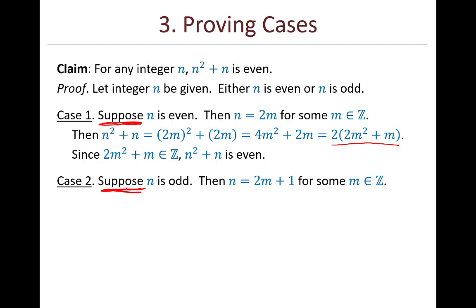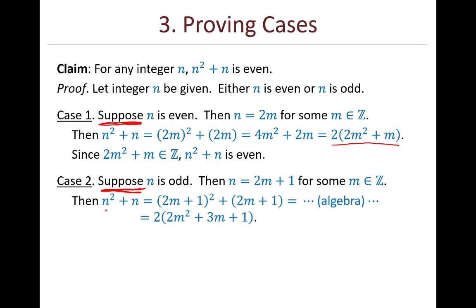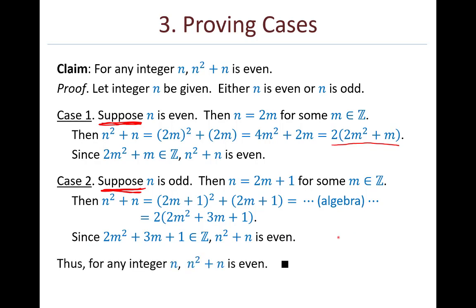We're imagining one situation, and then we imagine a different situation. Case 2, suppose n is odd, then n equals 2m plus 1 for some integer m, applying the definition of odd. Then n squared plus n equals, I'll skip the algebra, and at the end we end up with 2 times 2m squared plus 3m plus 1. Since 2m squared plus 3m plus 1 is an integer, n squared plus n is even. So, for any integer n, n squared plus n is even.